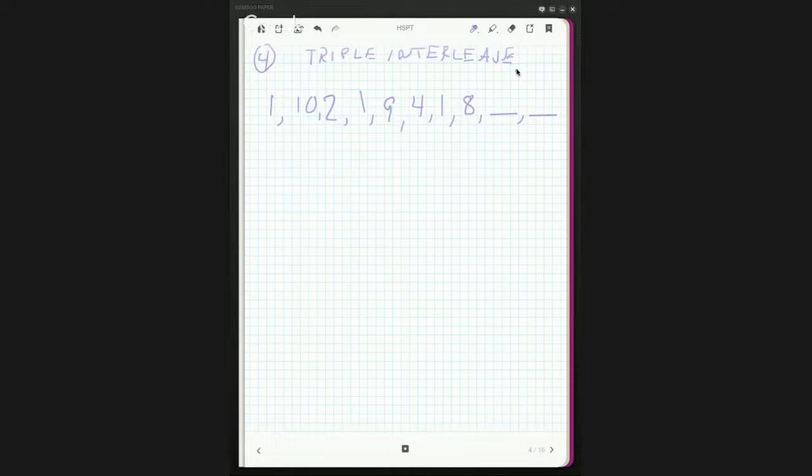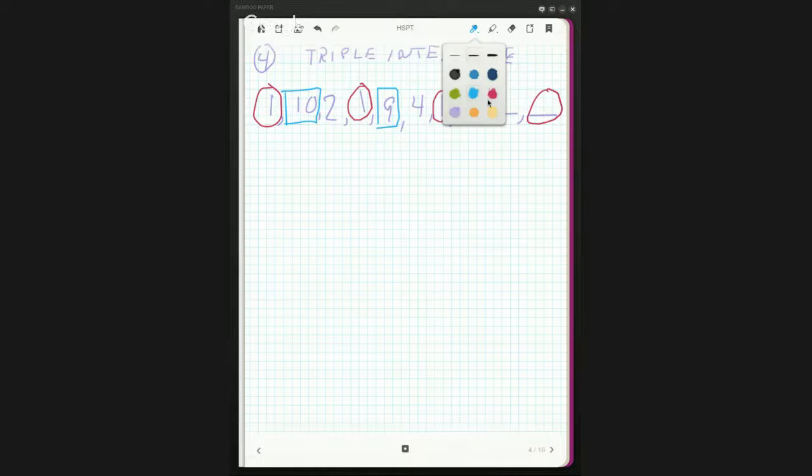Okay, so now if you try and solve this one, I'm going to give you the hint. Maybe you've already seen it, but I'm going to circle every third one. I'm going to box every second one. And then I'm going to triangle every third one. And now do you see the pattern?